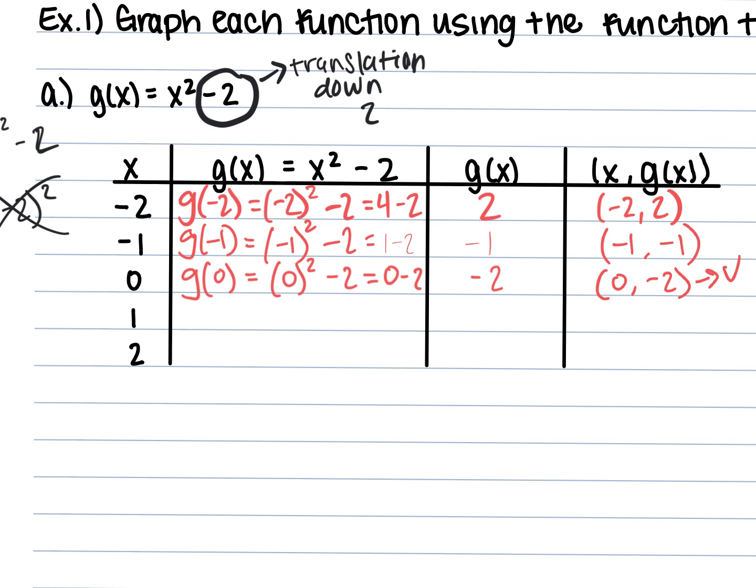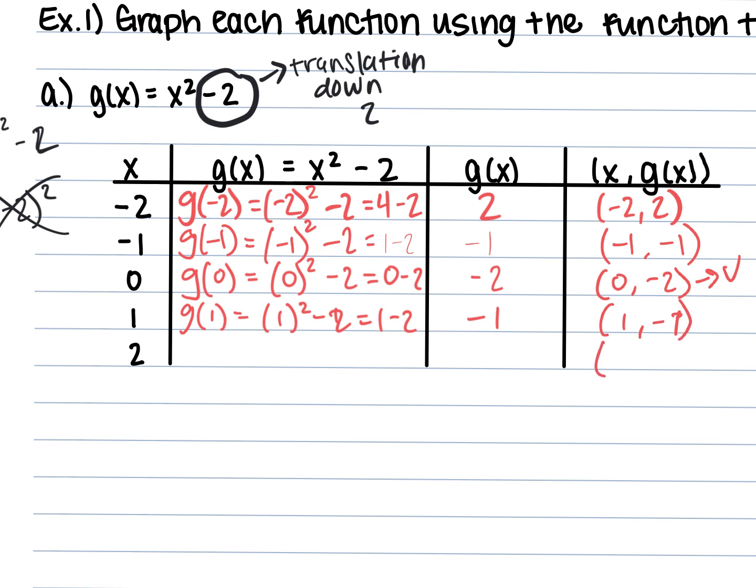What happens when I plug in 1? Gabe, what'd you get? So you do 1 squared, which is just 1, minus 2, which equals -1. And then you get 1, comma, -1. Very good. And what's the last point going to be? We don't have to plug it in.